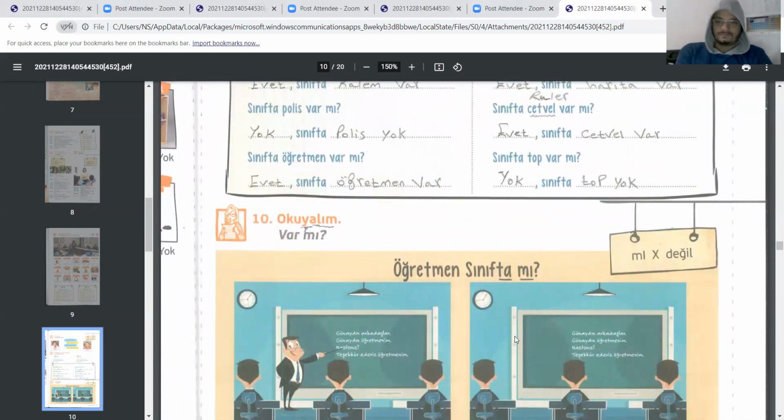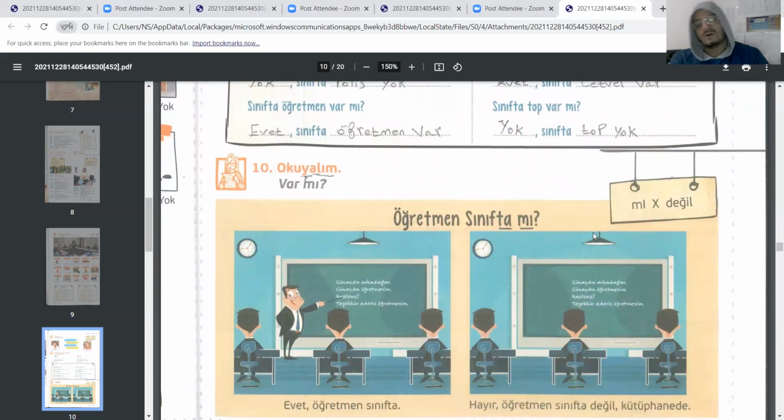Okuyalım. Here we have another grammar situation, another grammar form. How can I ask about something and how can I say no in the Turkish language? Here the situation is somewhat complicated, because it's different from the English language, and at the same time from the Arabic language.